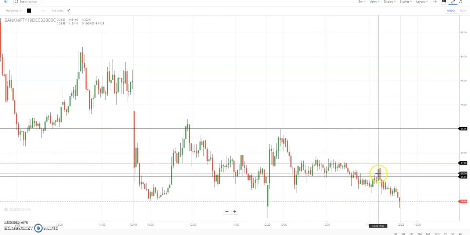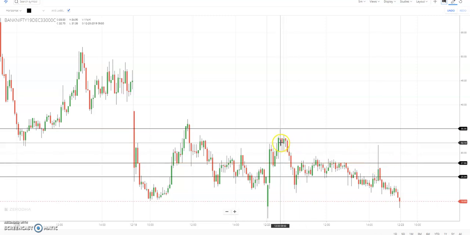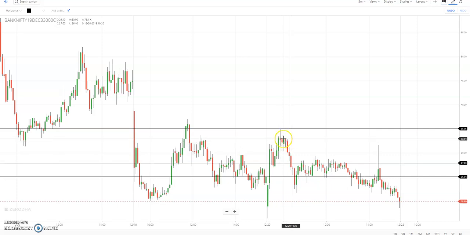I'll exit the trade. This candle I will not enter the trade because it has closed. The 5 minutes candle didn't close above 28. So again, be flexible in booking profit. So 36 was our target. It made a high of 35. Move your stop loss to cost price. You can exit somewhere here or move your stop loss to cost price.